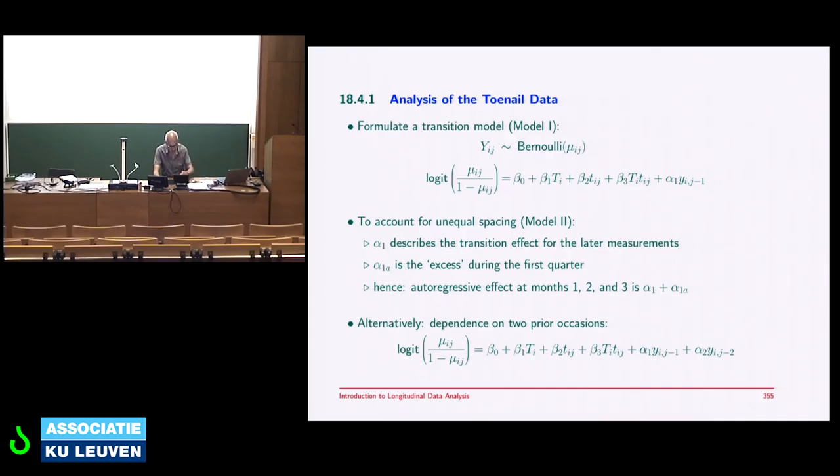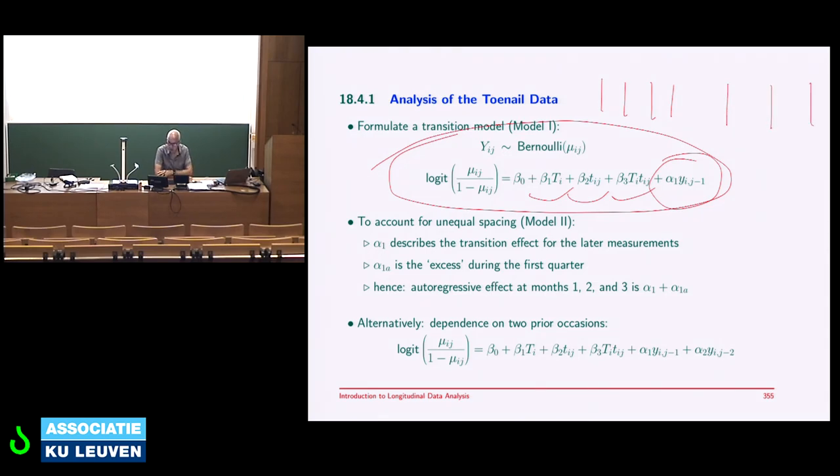We can say, okay, let's formulate a first transition model in the toenail data set. So treatment, time, treatment by time interaction, and then a dependence on the previous outcome. But then we say, hey, wait a minute, it is a balanced data set, but we have measurements at 0, 1, 2, 3, 6, 9, 12. They are unequally spaced. So shouldn't we take that into account and say, maybe the autoregressive parameter is different in the first part of the study relative to the second part of the study.